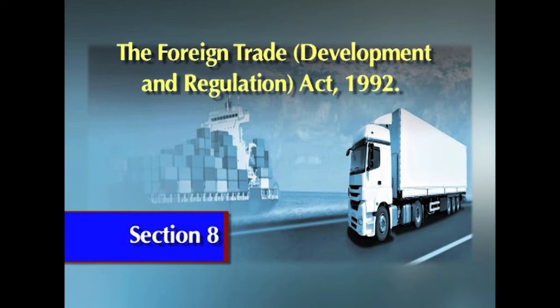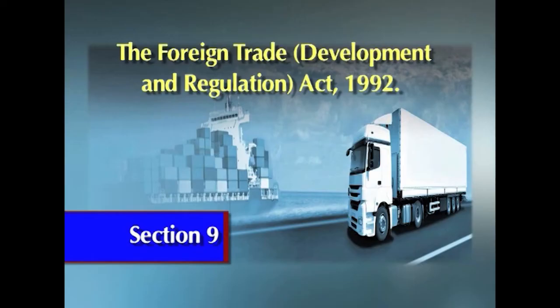Under Section 8, the Director General or any other officer authorized by him is empowered to suspend or cancel the importer-exporter code number. Section 9 further empowers the central government to levy fees for granting license, certificate, scrip, or any instrument bestowing financial or fiscal benefits to the applicants for import or export.